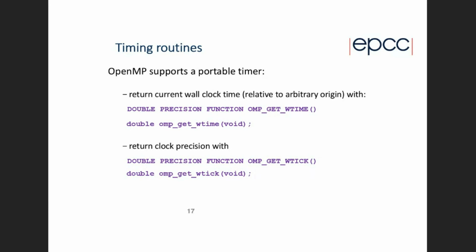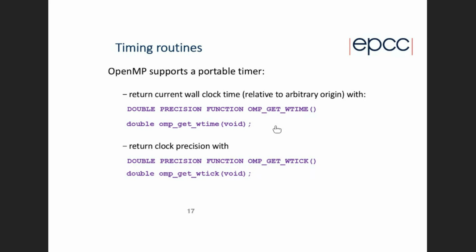And finally, just a word about timing routines. OpenMP supports quite a handy portable timer routine. This is called omp_get_wtime, and it just does the usual thing. It returns the current wall clock time relative to some arbitrary origin.